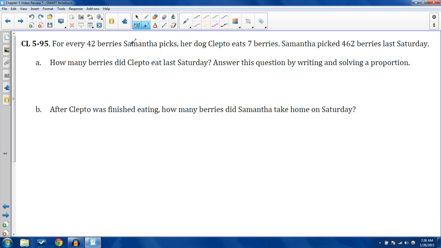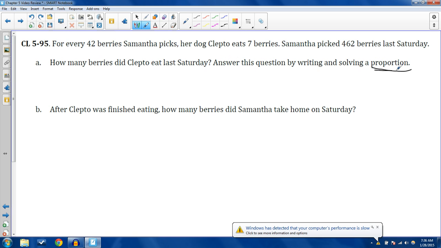For every 42 berries Samantha picks, her dog Klepto, nice name, eats 7 berries. Samantha picked 462 berries last Saturday. How many berries did Klepto eat last Saturday? Answer this question by writing and solving a proportion.